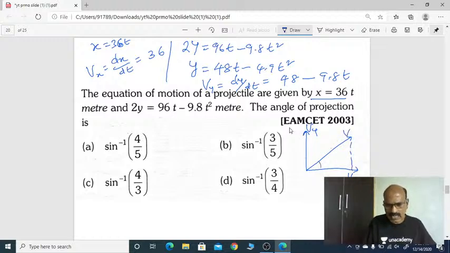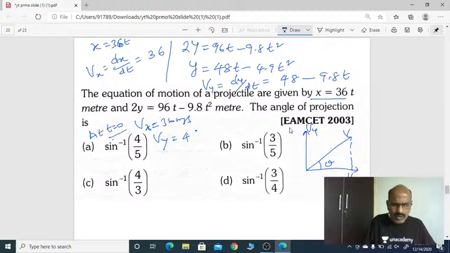Now take its right angle triangle, this theta now. What is the angle of projection here? Vx is given, 36 meter per second. Vy is given how much? At t equal to 0, Vx is 36. At t equal to 0, Vy, the t term will be 0, it will be only 48. This term with t equal to 0 substituted will be 0.